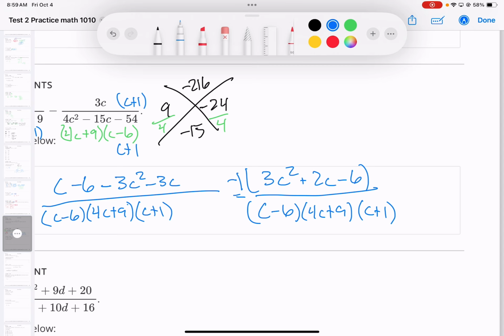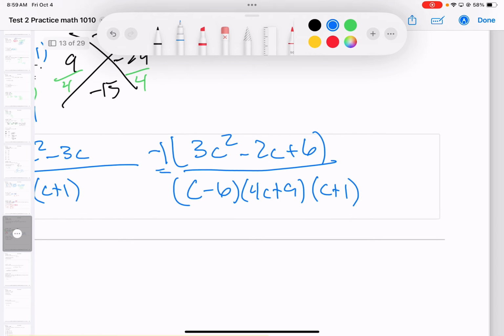No, it doesn't seem right. Positive, negative, positive. There we go. Okay. Woo.